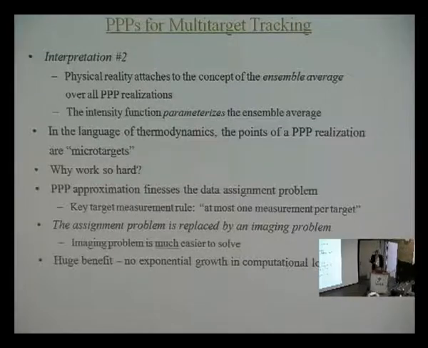Rather, I keep one aspect of that rule. In the PMHT, which has been spoken of, I kill that rule. Here I keep part of the rule. There's at most one measurement per target. That's all I say. I don't make any assignments. And in the end, with the methods that are used, the assignment problem is replaced by an imaging problem, and the imaging problem is an easier problem to solve by methods from tomography, it turns out. And the benefit with the imaging problem is you don't get an exponential growth in computational load.